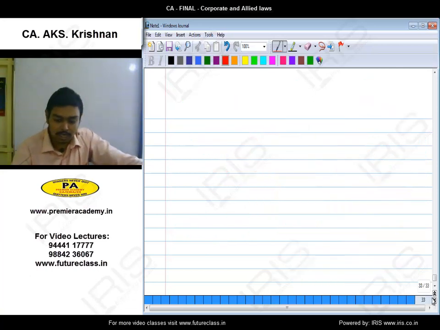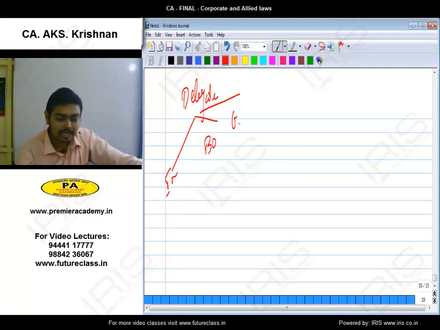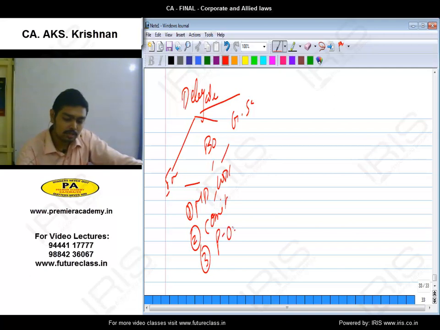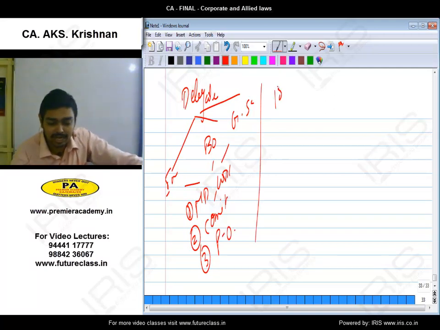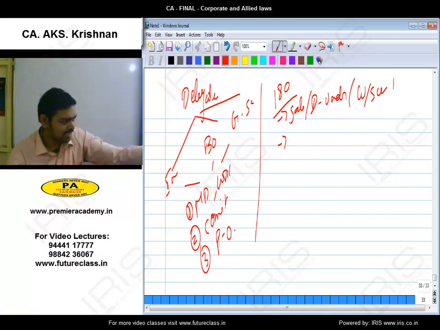There are three powers that can be delegated: investment, borrowing, guarantees and securities, which can be delegated to the MD, whole-time director, committee, or principal officer. Correct? Then we will have section 180, which is restrictions on powers. First, sale or disposal of the undertaking, or a substantial portion of the whole or substantially the whole undertaking. Next.